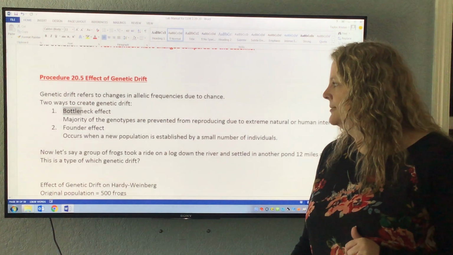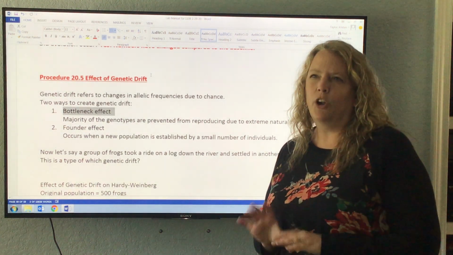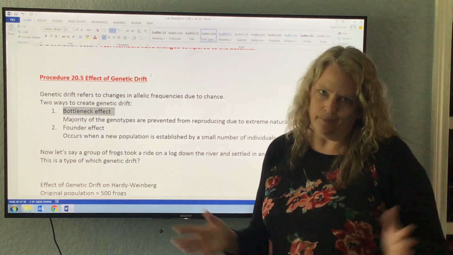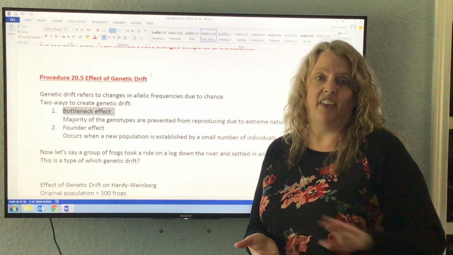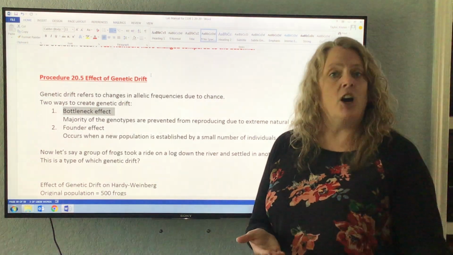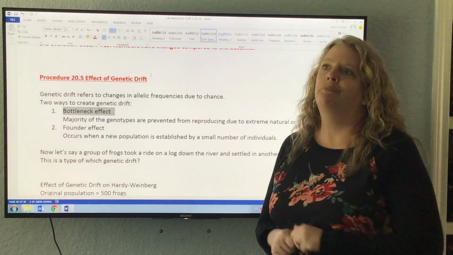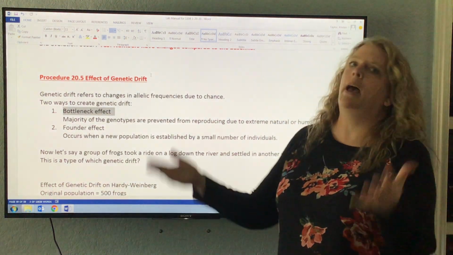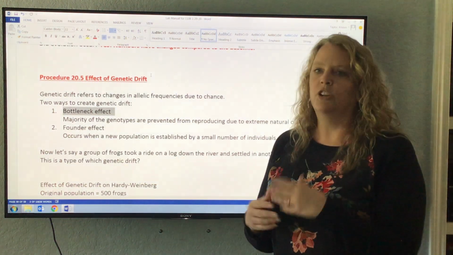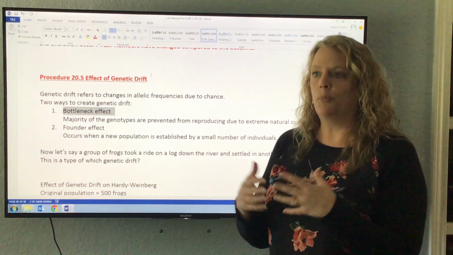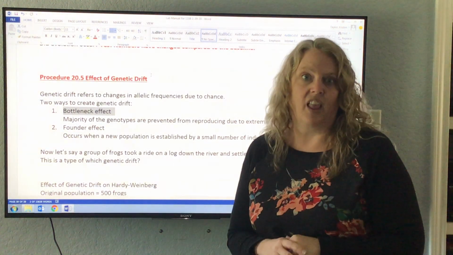It is bottleneck. Okay? It is bottleneck. The key word that you're looking for here is death, unfortunately. It's a percentage of the population died out. Okay? They're dead. What caused that? It can be natural. Like when we had Harvey, we had all that massive flooding. So how many deer died because of that? Or squirrels, or birds, the percentage of plants or animals that died from that flooding.